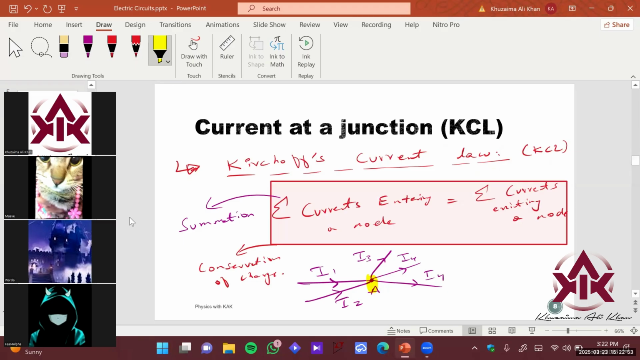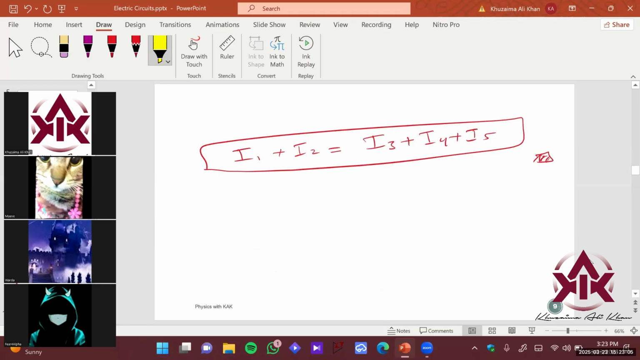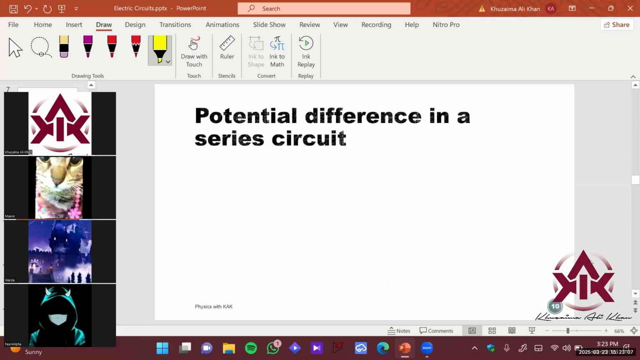If KCL makes sense, this particular law makes sense. That makes sense to Hamza. What about Vardha and Maeve? Okay, it makes sense to Maeve also. Vardha, are you here? Okay, ठीक है.